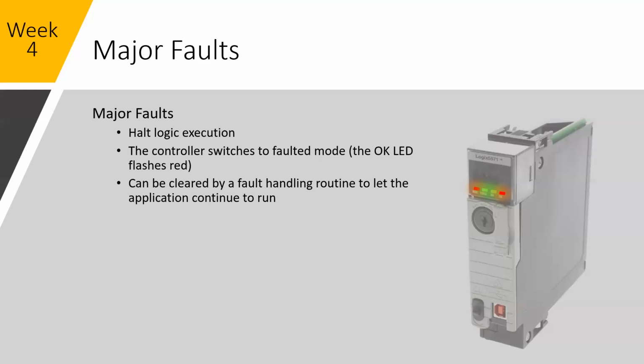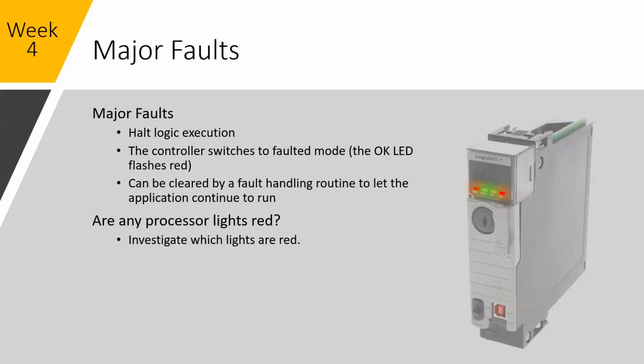So major faults stop the processor. Logic halts, all outputs turn off, inputs stop being looked at. The controller switches into a faulted mode. If you've ever looked at the front of a PLC, there's a run light and an OK light. Those are going to be red. These can be cleared, sometimes in a fault handling routine, but not always. And I know that's very vague, and it all depends on what's happened.